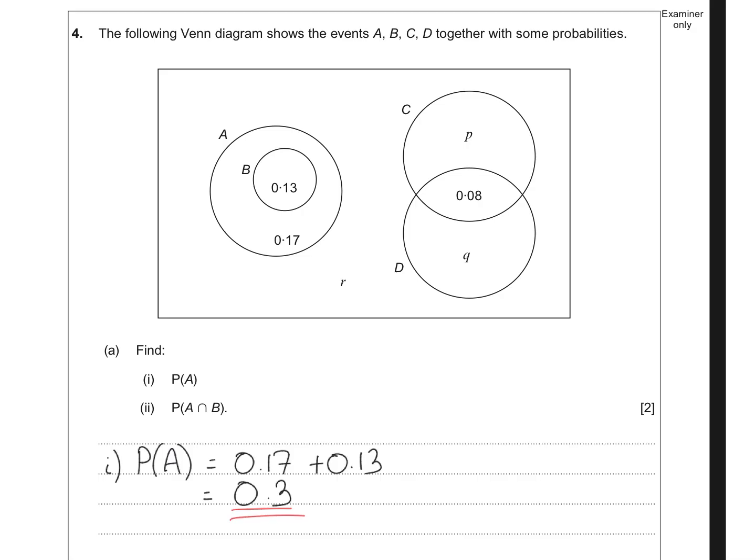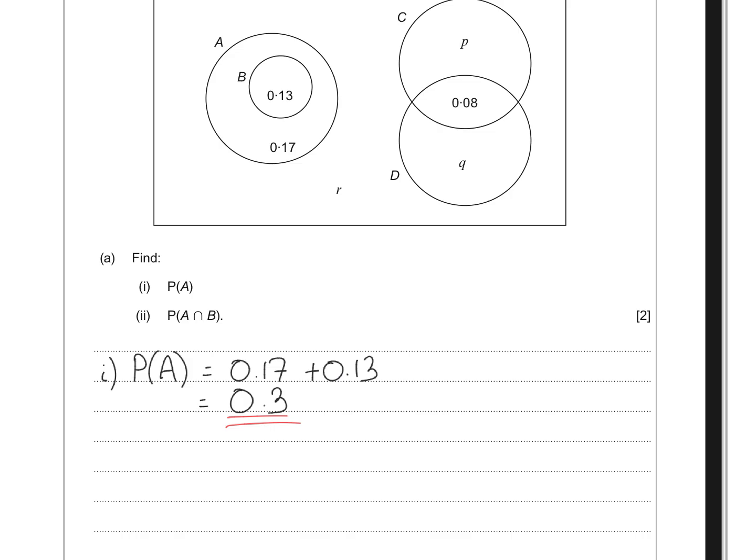Okay, next one then, probability of A happening and B happening. Okay, well, A and B happening together is just 0.13, just B happening, because B can't happen without A happening. So the probability of A and B is 0.13. Lovely. I'm guessing, looking at the diagram, that the next part of the question is going to be something to do with finding P and Q. So let's move on to the next question.